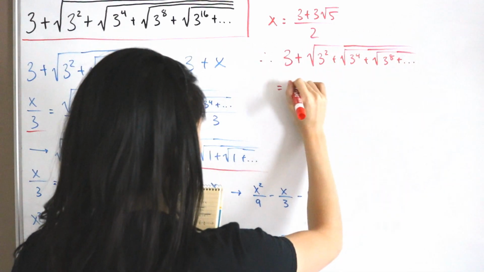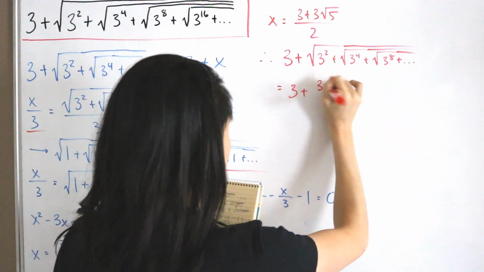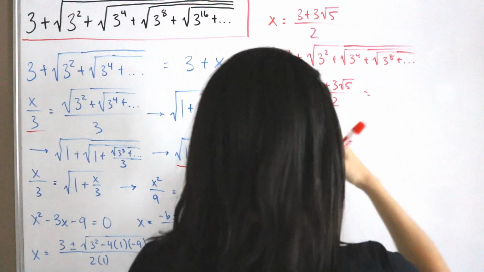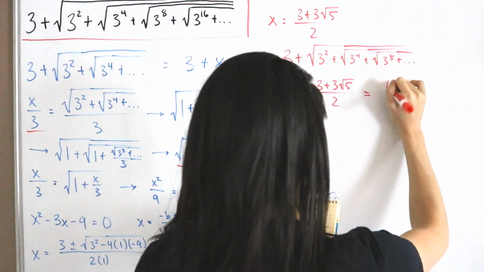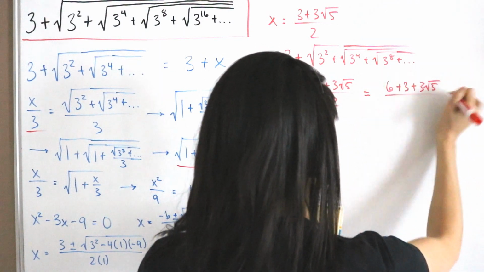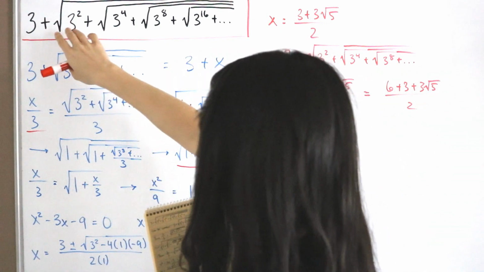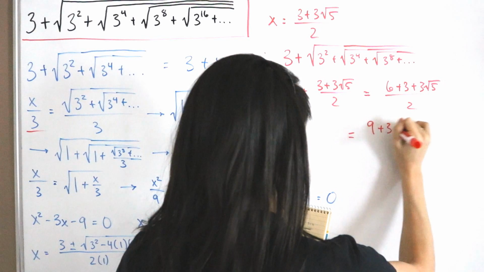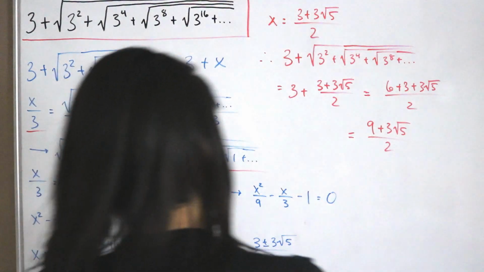It's going to equal 3 plus x, substituting that x we just solved for, 3 plus 3 square root of 5 divided by 2. Putting this over a common denominator, it's going to be 6 plus 3 times the square root of 5 divided by 2. And so we found that the value of this continued nested radical is going to equal 9 plus 3 times the square root of 5 divided by 2. And just like that, we are done.